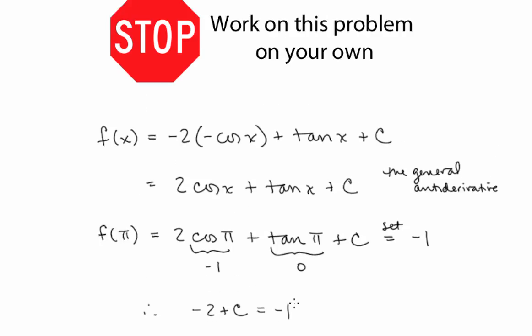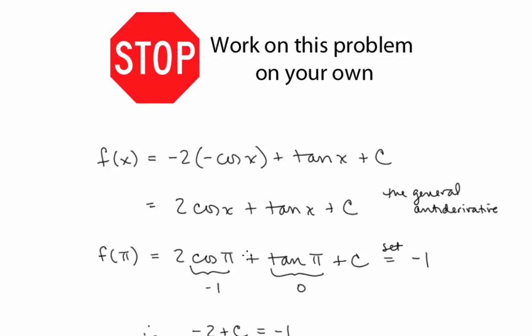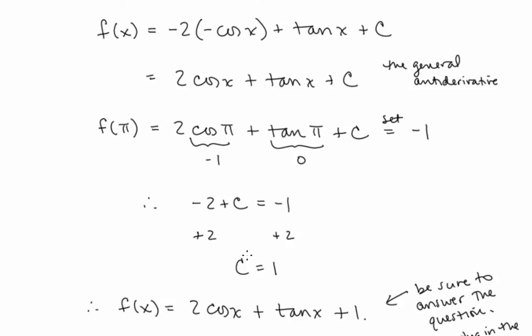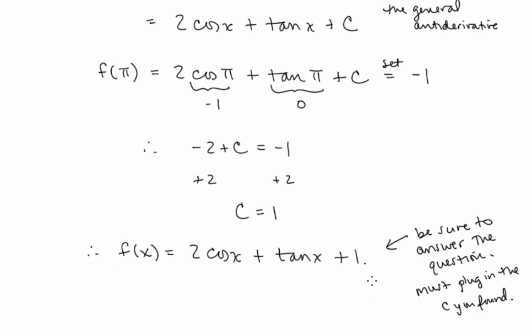Now, what were we asked for here? We're asked to find f of x. So let's make sure we answer the question. Let's take that c value of 1 and plug it in to our formula for f of x. And so f of x is equal to 2 cosine x plus tan x plus 1. And that's our solution. I often see students forget to take that last step and plug that c value into the original function. So just be sure you answer the question and do that.